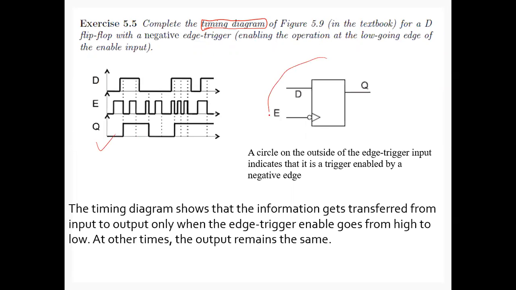This is the D flip-flop, which works with the negative trigger. So how do you represent negative trigger? Trigger is a triangle here, right? When it is negative, you have a circle outside. That means this is negative, this is trigger. Okay, negative trigger.